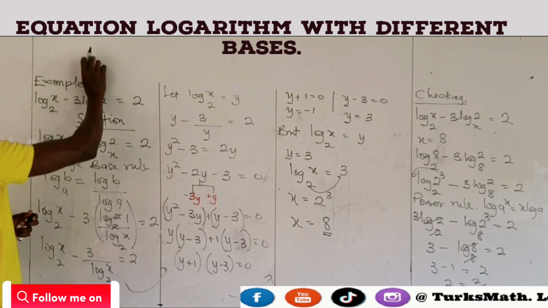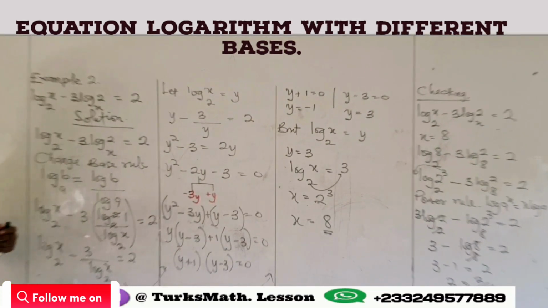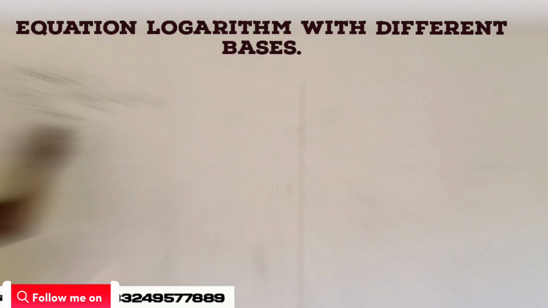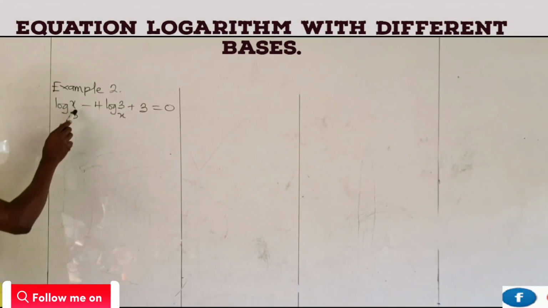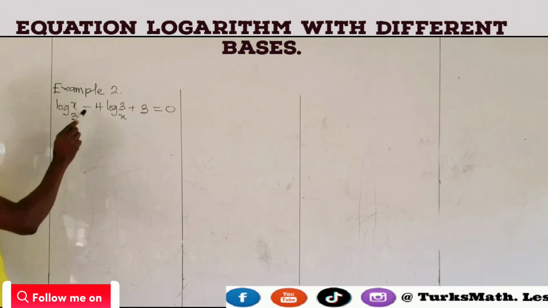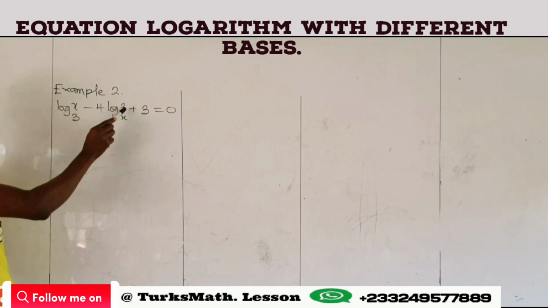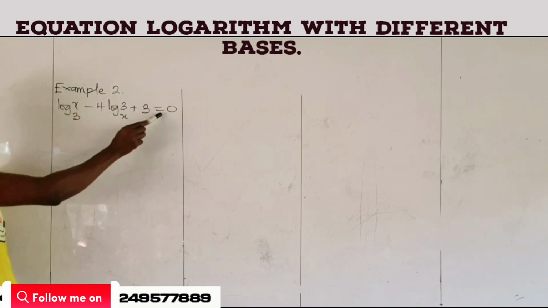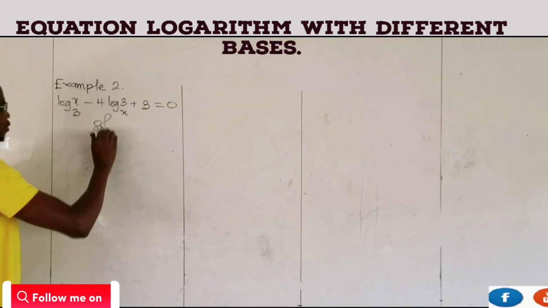Let's take example 2. Now what do you have as example 2? We have log x base 3 minus 4 log 3 base x plus 3 equals 0. Our solution?